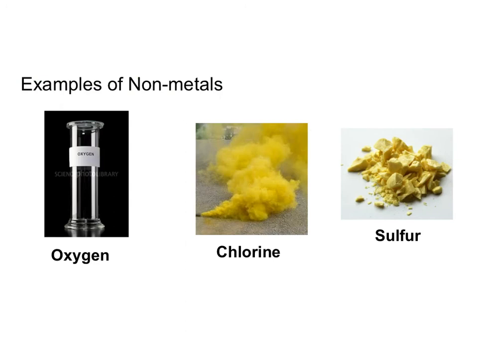Some examples here. Oxygen is a clear, colorless, odorless gas. We breathe it in. Here's a cylinder of clear, colorless, odorless gas. That is a nonmetal. Chlorine is another example of nonmetals. Chlorine is a gas at room temperature. Here we see this yellow chlorine gas. And then sulfur is another really common nonmetal that we see. It's kind of this yellow, brittle rock, and it has that sulfur smell, obviously.